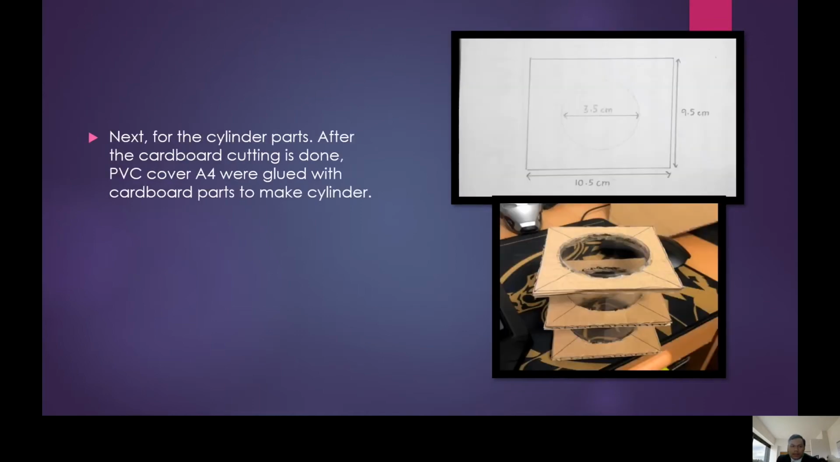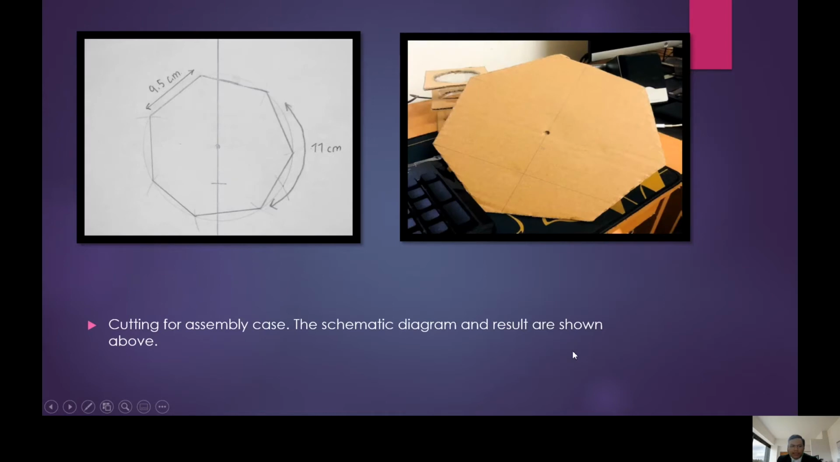The next slide is about the cylinder part. Okay, the above picture, here is the diagram and here's the result. After the cardboard cutting is done, PVC cover A4 was glued with cardboard parts to make the cylinder. Total it needs was 7. But each cylinder requires this cutting. One cylinder requires at least 3. So 3 times 7 was 21 parts. Next slide is about assembly case.